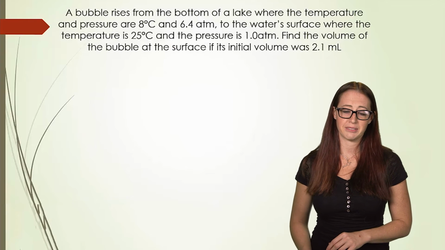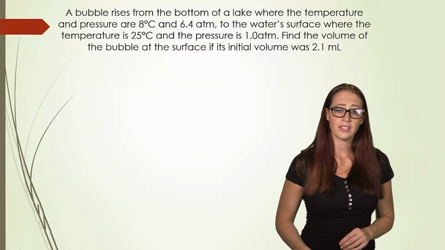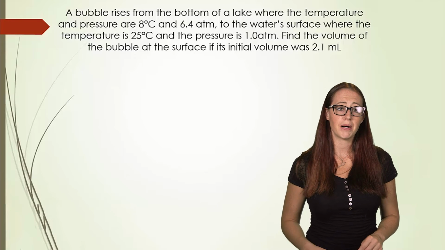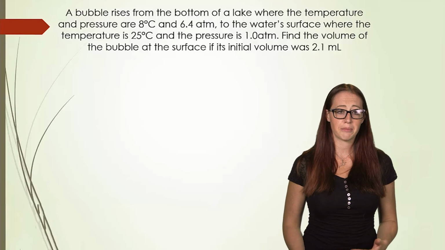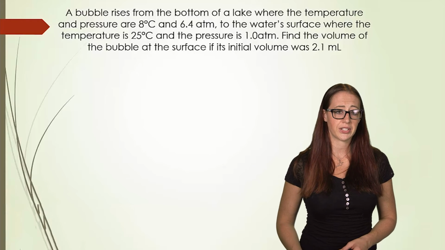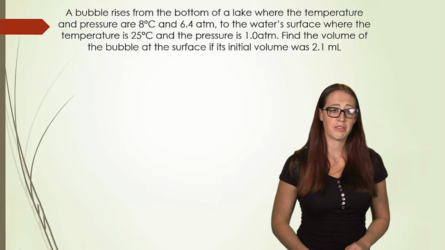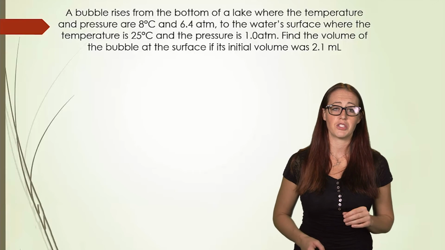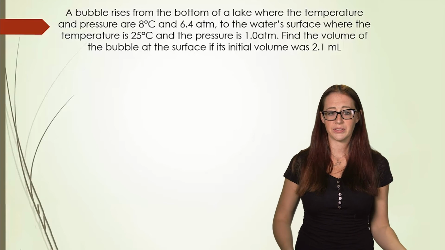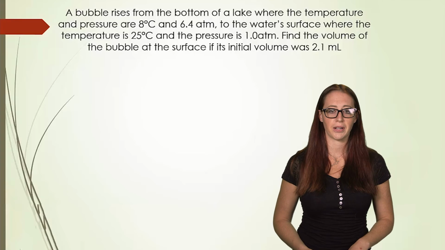This next one is very similar. Only in this case, though, the constants are going to change a bit. So here we have a bubble rising from the bottom of a lake where the temperature and pressure are given, to the water's surface where the temperature is increased and the pressure is decreased. We're going to find the volume of the bubble at the surface if initially it was 2.1 mL. Now, of course, this one is assuming that the bubble doesn't gain or lose air, but that can be assumed as part of the problem.